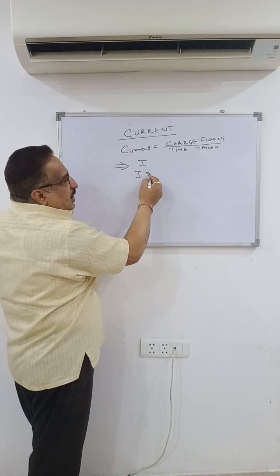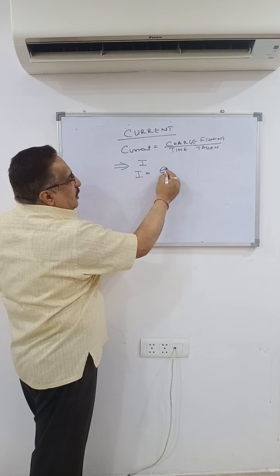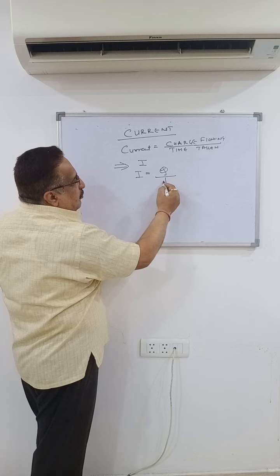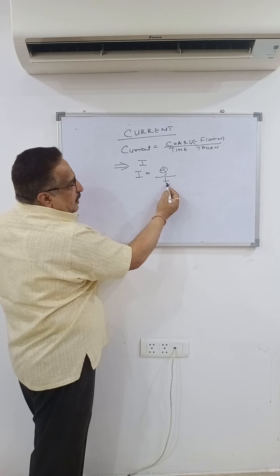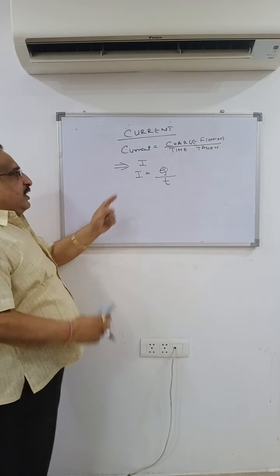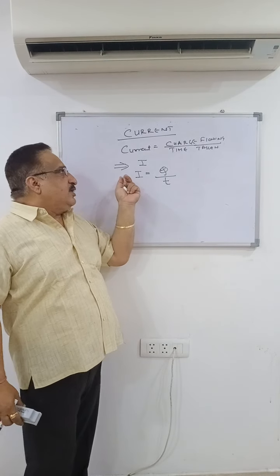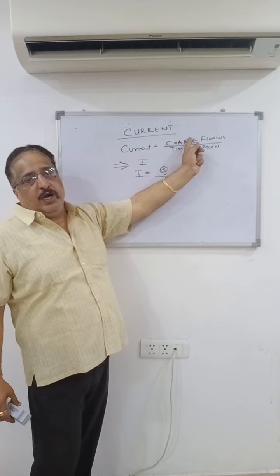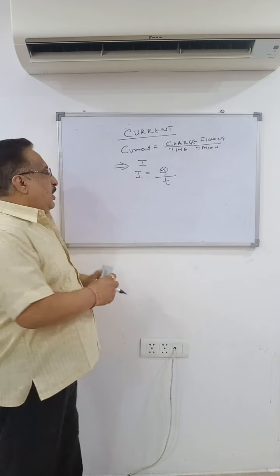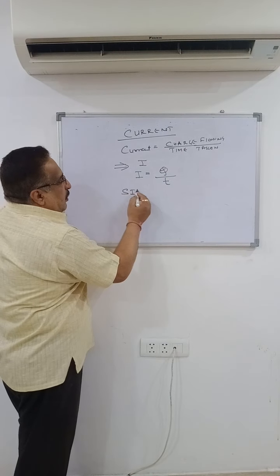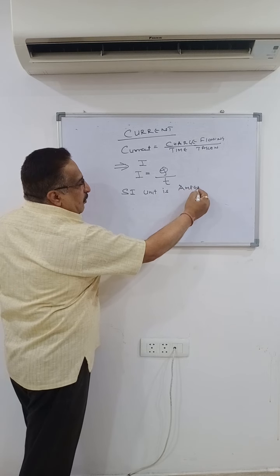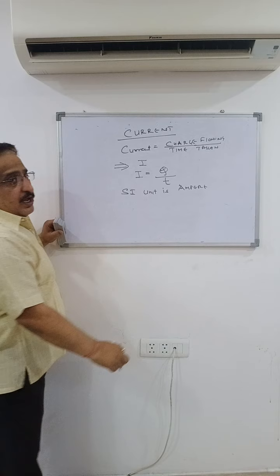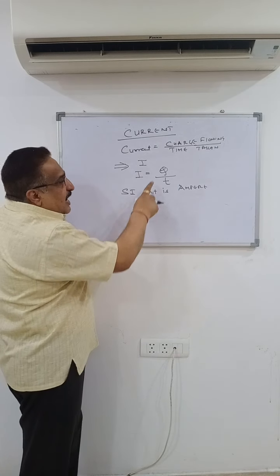So what is I equal to? Charge flowing Q divided by time T, where Q is the charge and T is the time. How do you define current then? It can be defined as charge flowing through a point per unit time. Its SI unit is ampere. What is the unit of current? Ampere.